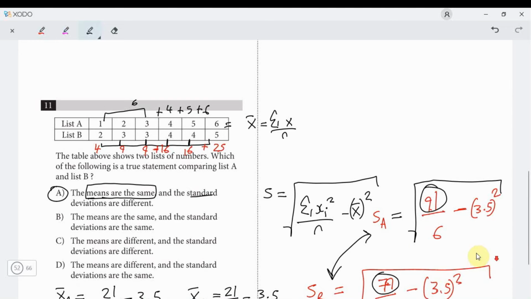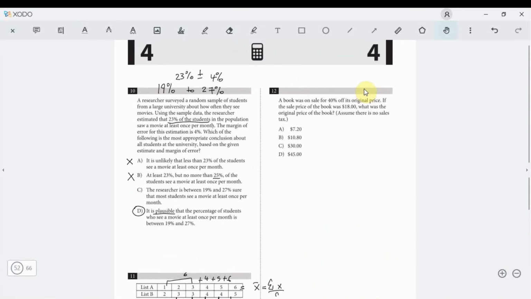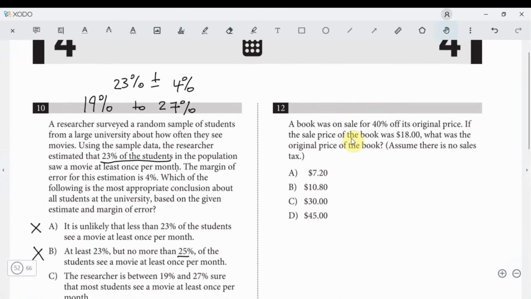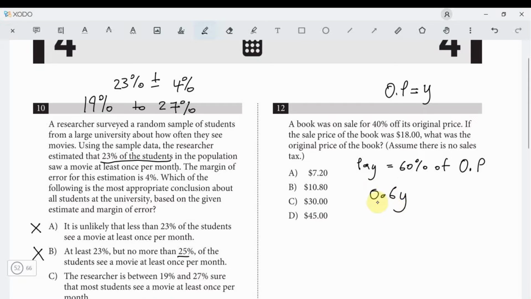Okay, that's number 12 we need now. Number 12 says a book was on sale for 40% off its original price. So that means we're going to pay 60% of the original price. Let's call the original price Y. So we're paying 0.6Y because we're paying 60% of the original price.